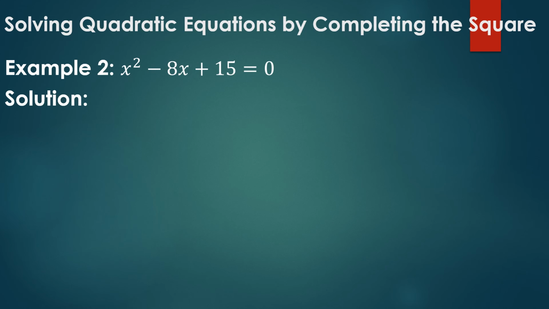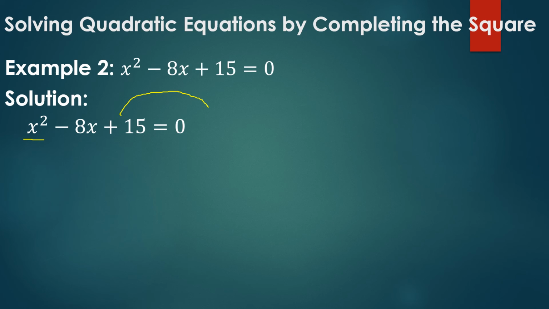We have example number 2, x squared minus 8x plus 15 is equal to 0. Step-by-step process. Step 1, we have to make sure that the numerical coefficient of our x squared, the a, is equal to 1. In this equation, it is very evident that the value of a is 1. Okay? Therefore, we can proceed to step 2, in which it states that we have to group all the variable terms on one side of the equation and then the constant term on the other side of the equation.